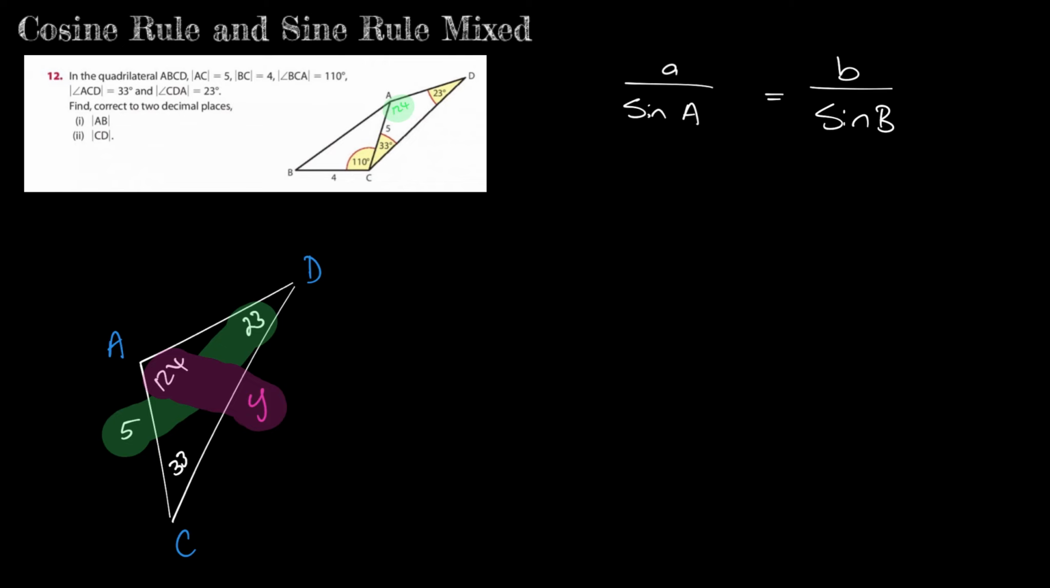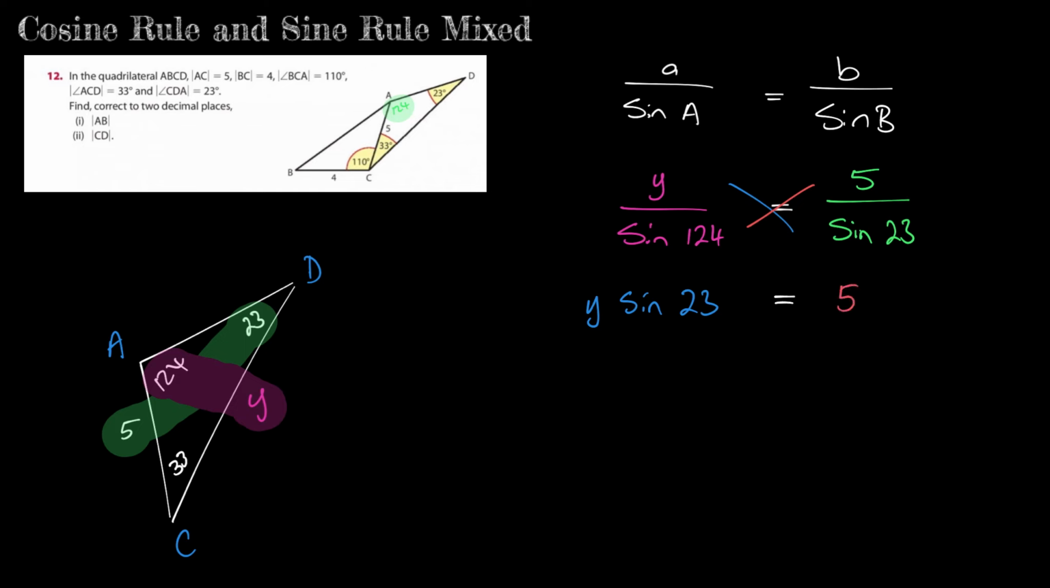Okay, now we just need to fill in what we have. And like I always say, I always put the unknowns in the first fraction. So the unknown side is y over sine A, which is sine 124. And that will be equal to b, which in this case is 5 over sine 23. When I have a fraction equal to a fraction, I need to cross multiply. I always like to keep the unknowns on the left-hand side if I can. So I'm going to multiply the blue ones first. That will leave me with y sine 23 is equal to 5 sine 124.